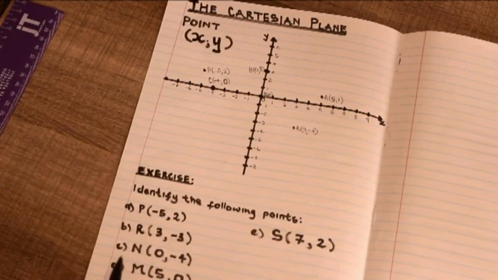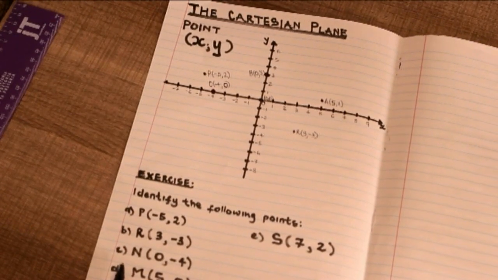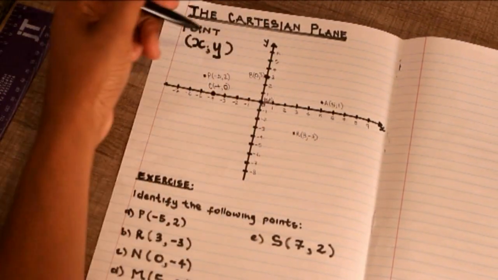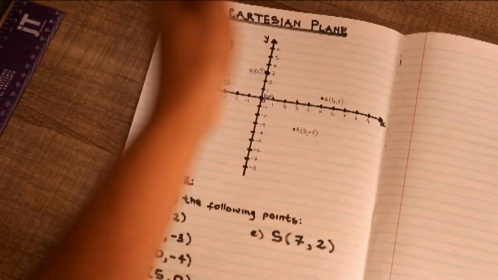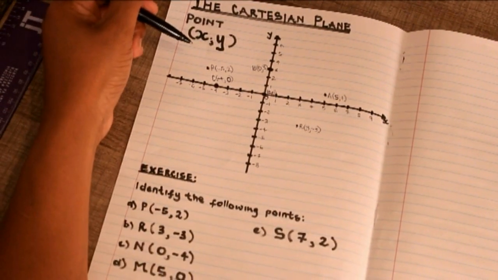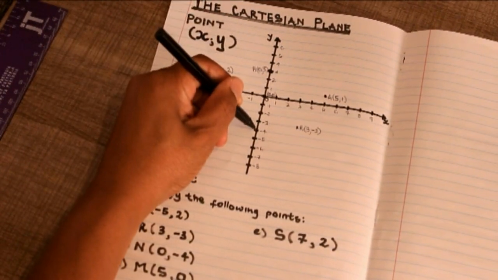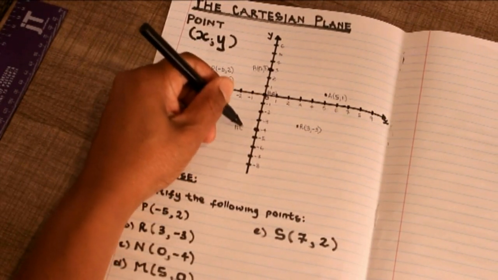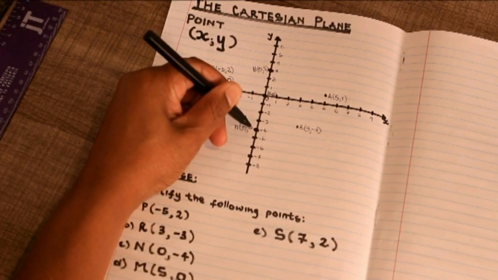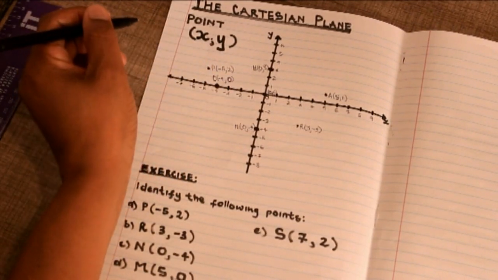The next point is N(0, -4). Remember, x is 0, so it means it's on this line. And what is (0, -4)? There is the point. That point is identified as N(0, -4).